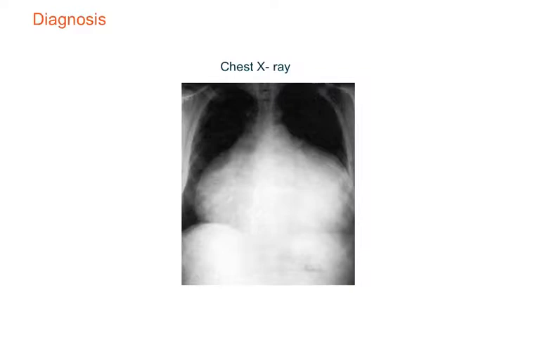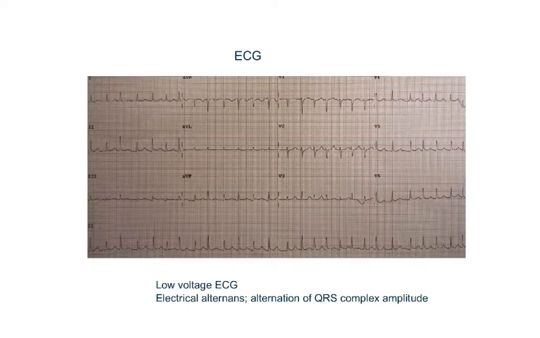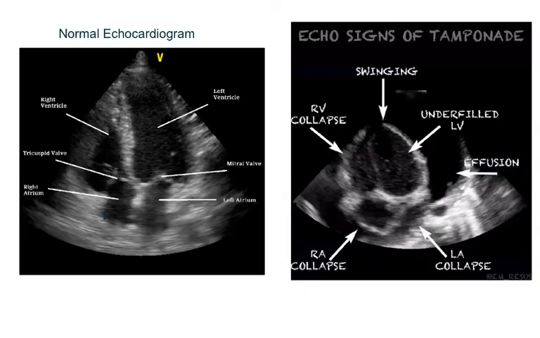Chest X-ray findings may show cardiomegaly, a water bottle-shaped heart, pericardial calcifications, or evidence of chest wall trauma. ECG will show low voltages, and you will find electrical alternans, which is alternation of QRS complex amplitude. This is because the heart is swinging in the fluid surrounding it. Echocardiogram can also help in the further assessment of a patient with cardiac tamponade.